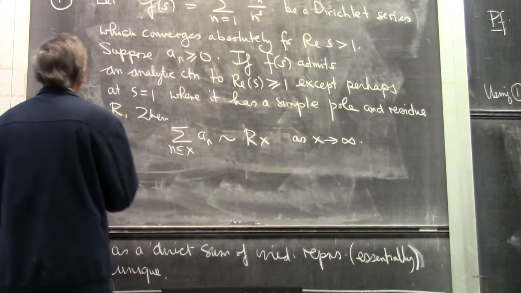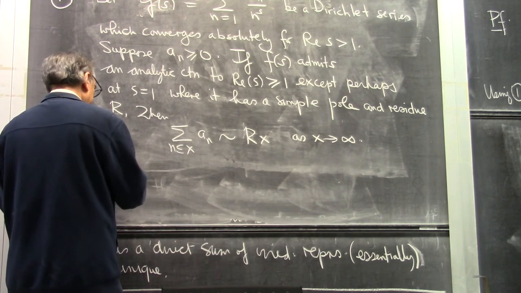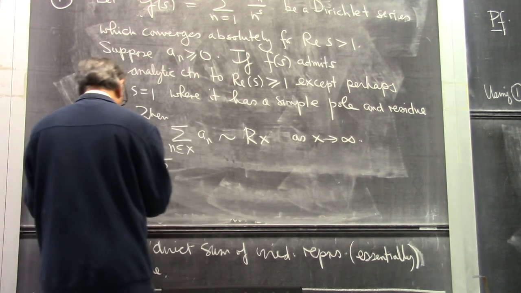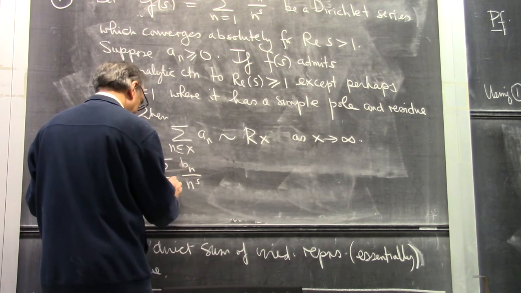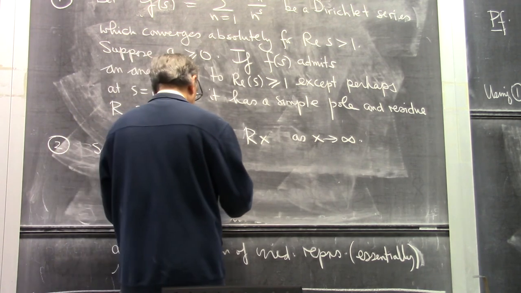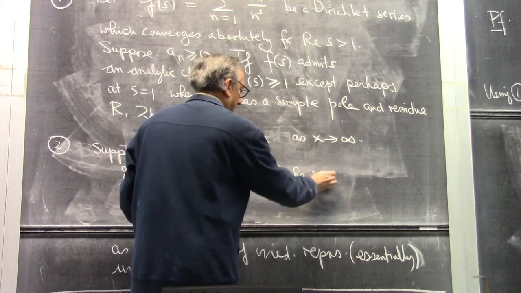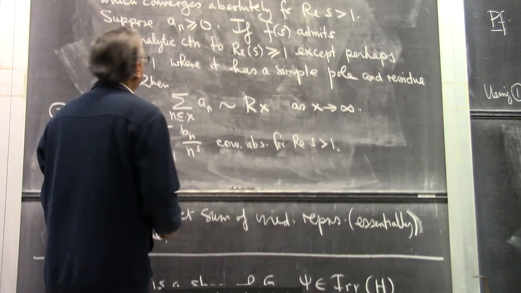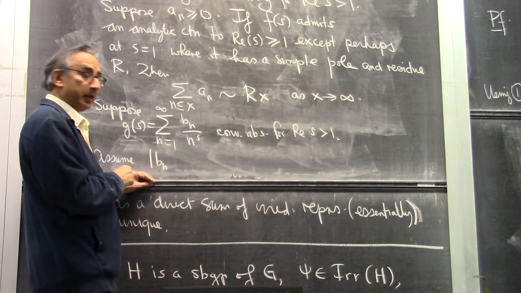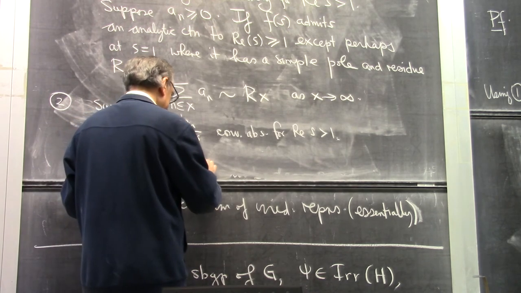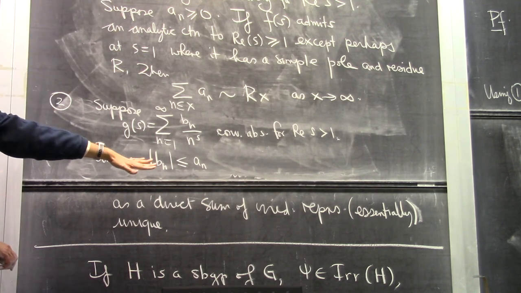In part two of the Tauberian theorem, we assume that they're not necessarily that. Suppose g(s) equals the sum of b_n over n^s converges absolutely for real s greater than 1. Assume that these b_n's can be complex numbers. Assume that the absolute value of b_n is less than or equal to a_n in part one. That is, there exists some series in part one that dominates this series.